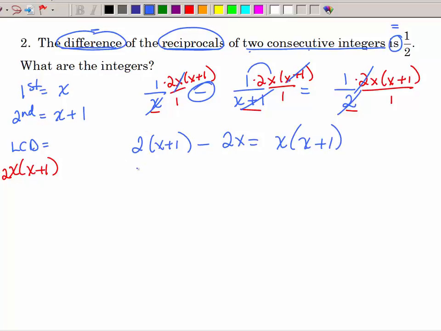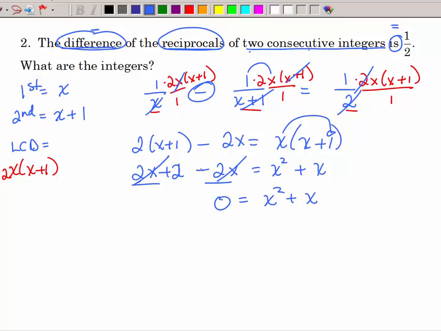Now I'm going to get rid of the parentheses. Don't forget to distribute all the way. I'm going to collect like terms, and notice the 2x's add to 0. So again, I have a quadratic. So I'm going to move this positive 2 to the other side, and it becomes a negative 2.